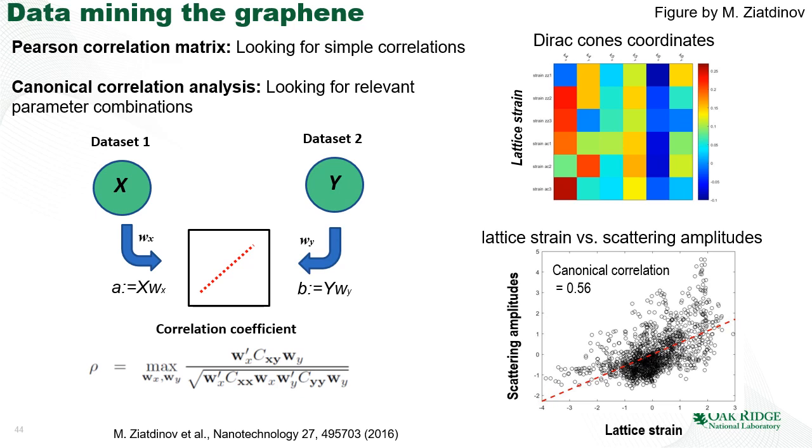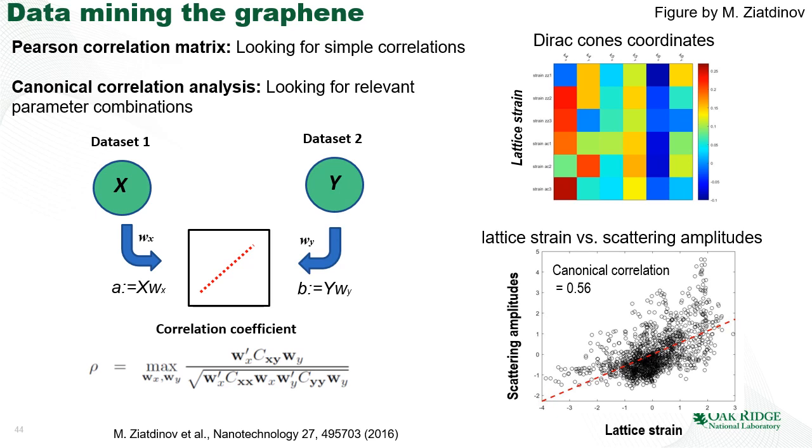What are we going to do next? That's still a lot of information. So one of the ways to approach this data is through the exploration of simple correlations, for example, through the Pearson correlation analysis. We have done that, and this is how the resulting output looks. We have the magnitudes of the Dirac cone coordinates, so the x, y, x, y, x, y for peak 4, peak 5, and peak 6. And this is the lattice strain, so we have the strains in the different components.